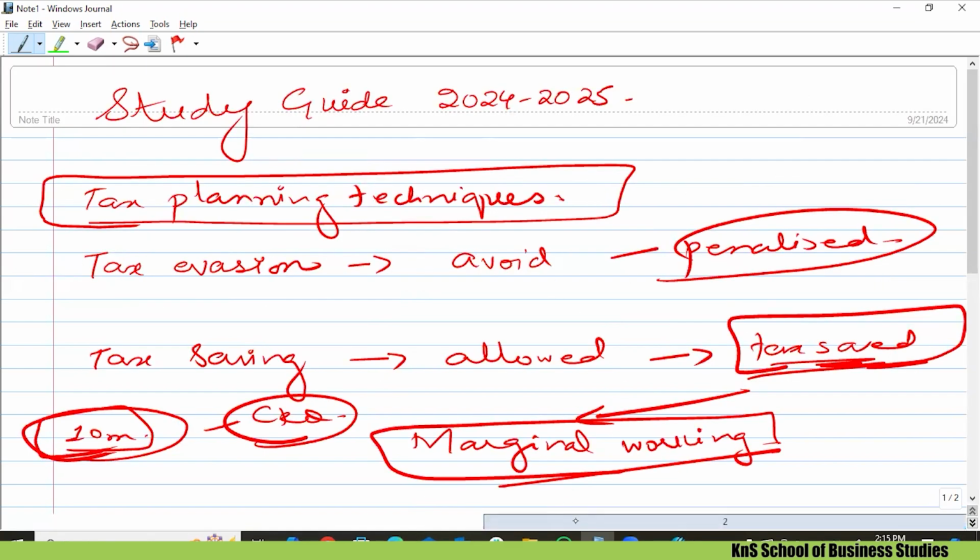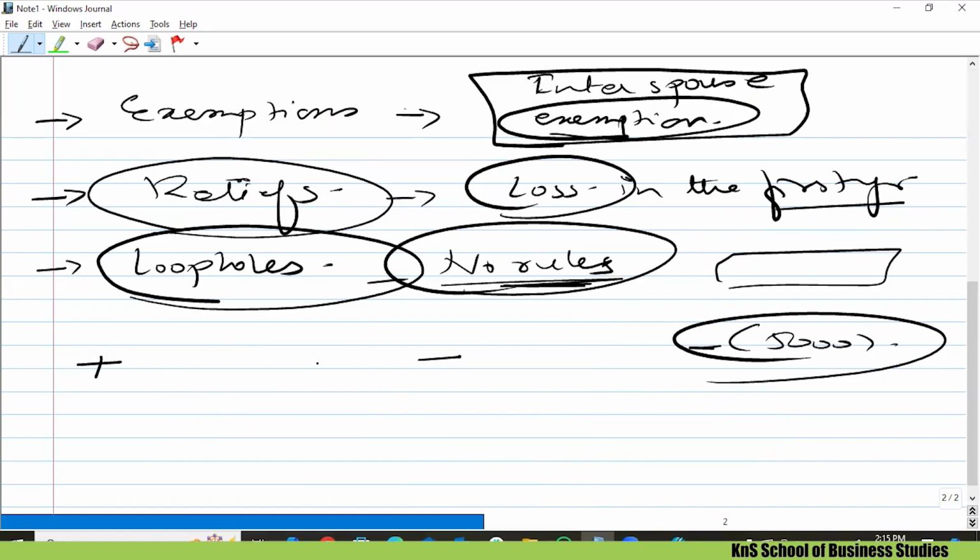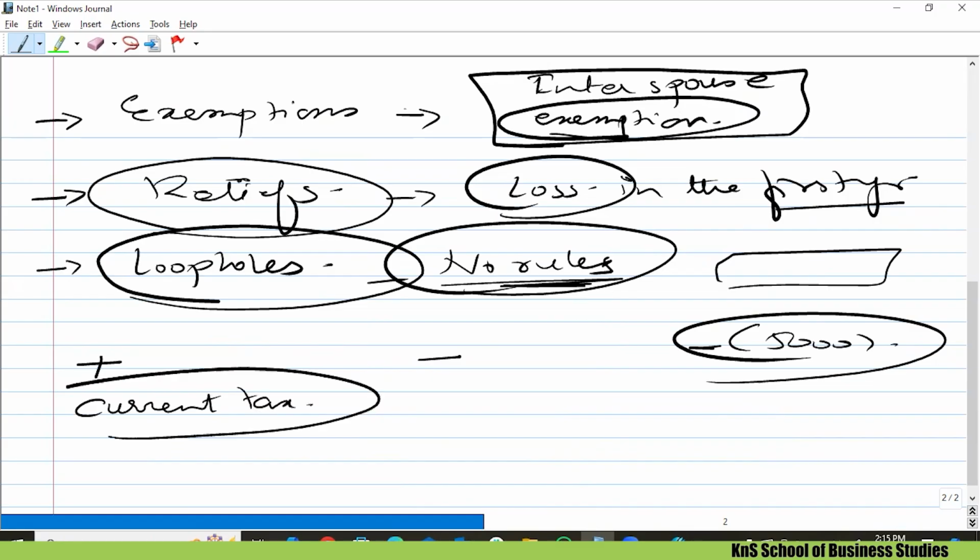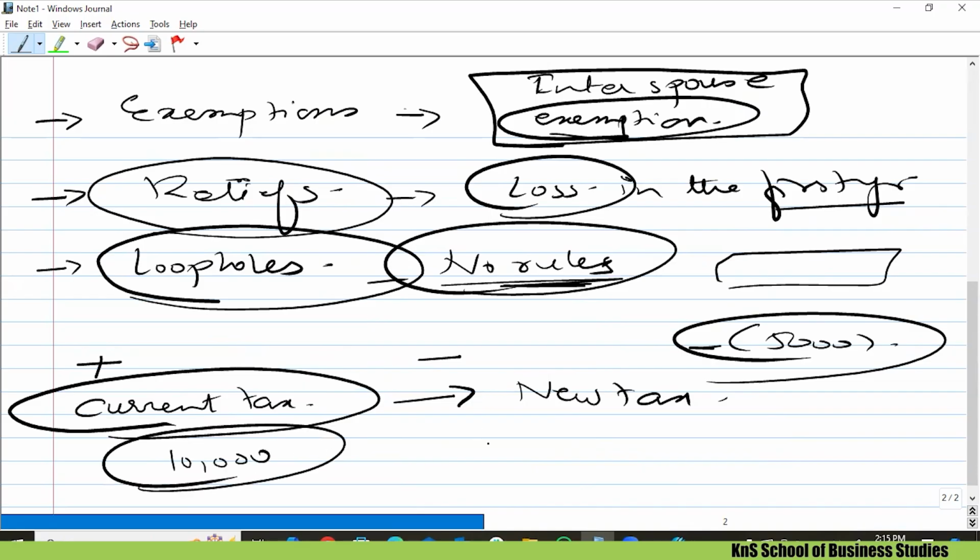Now marginal working is concerned with this: the examiner will give you a situation, according to which you would have to calculate your current tax, then apply your techniques, and of course you would have a new amount when you apply the tax planning technique. Let's say your current tax becomes 10,000, whatever situation the examiner has given you, and when you apply your techniques, it becomes 8,000. Now your answer, how much tax gets saved, will be 2,000.